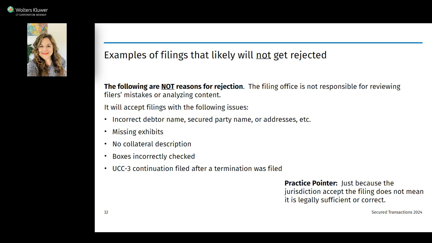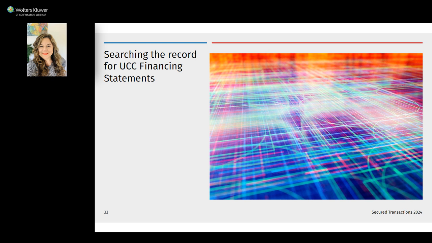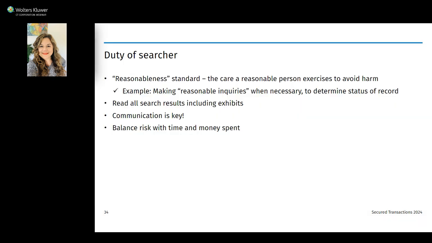Just because a jurisdiction accepts your filing does not mean that it is legally sufficient or correct. They will accept the wrong name and all those kinds of things, and then you end up in court, which is another reason why I say that that search to reflect is so important. Okay, so let's move on to searching.